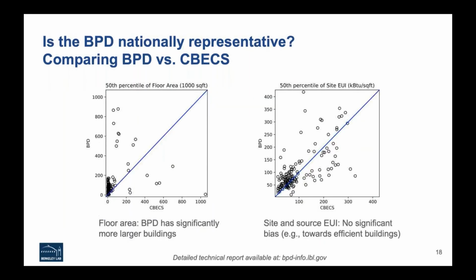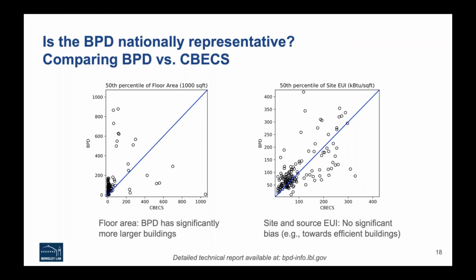If you look across all those 180 peer groups, these combinations of building type and census division, that's what you're seeing plotted here. The image on the left is for floor area. It's showing you the median values, or the 50th percentile values, of those floor areas. If the BPD was perfectly representative of CBECS, all those dots would line up along that blue line. As you can see for the image on the left, the BPD basically has larger buildings, and you can see that with the cluster of dots above the blue line.